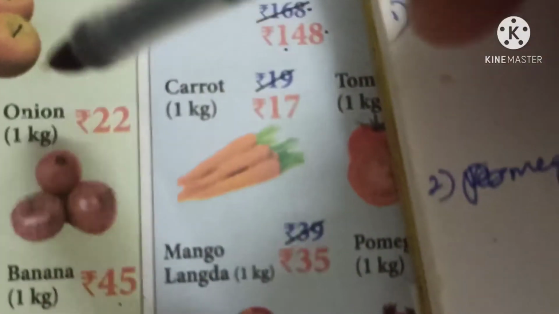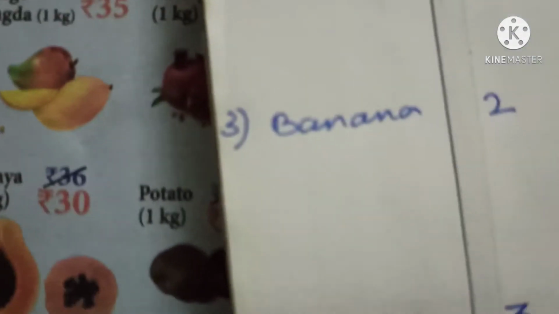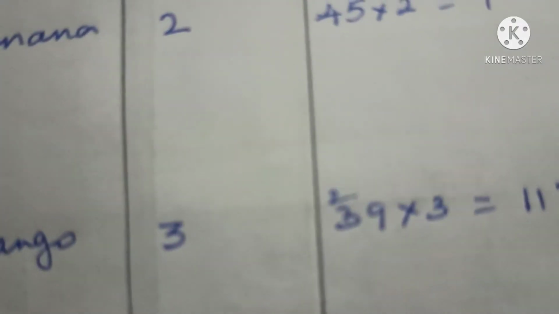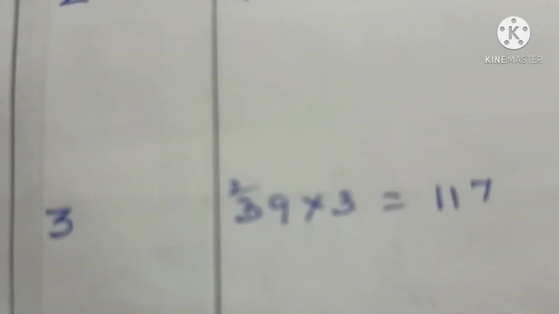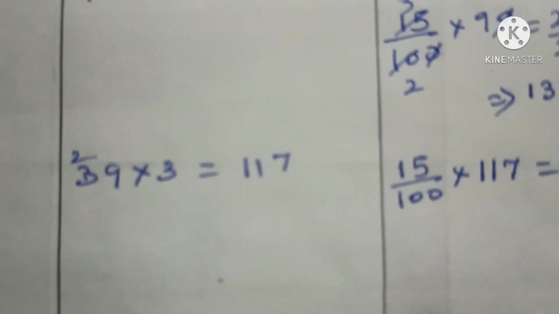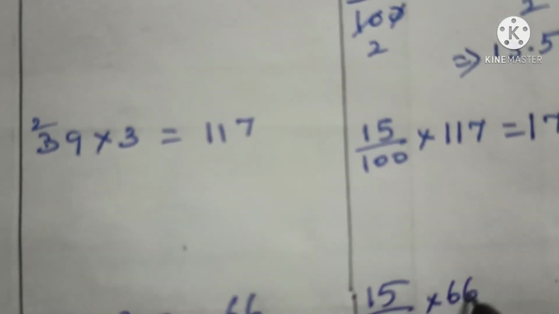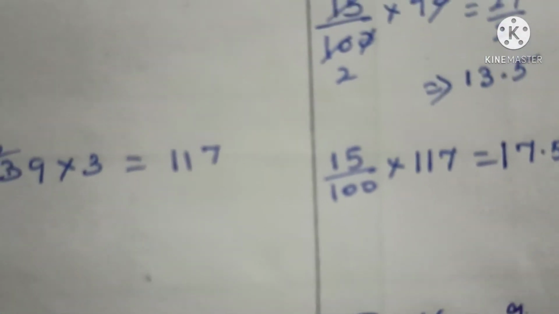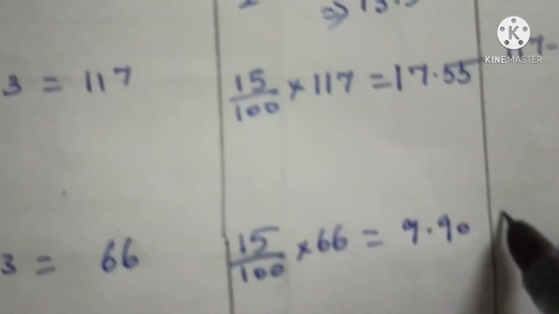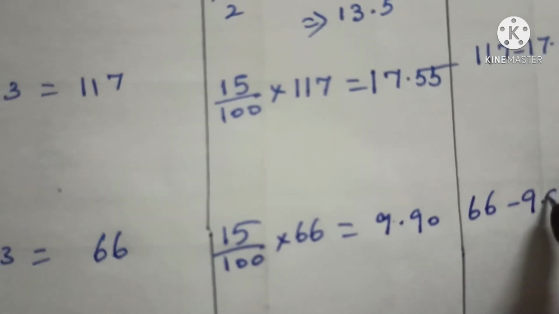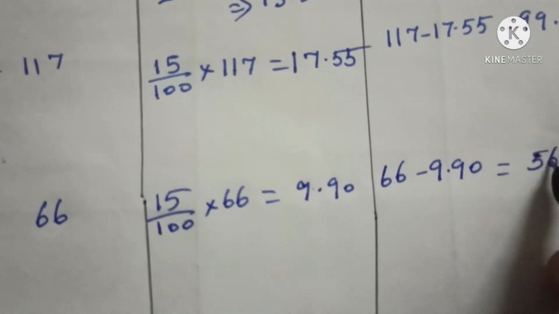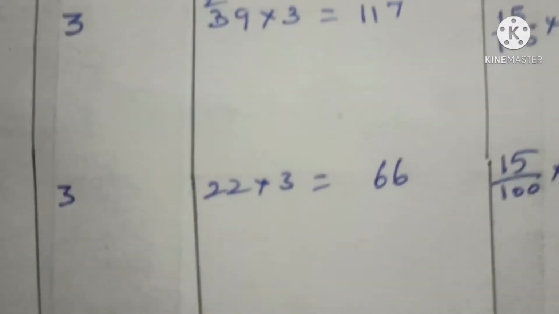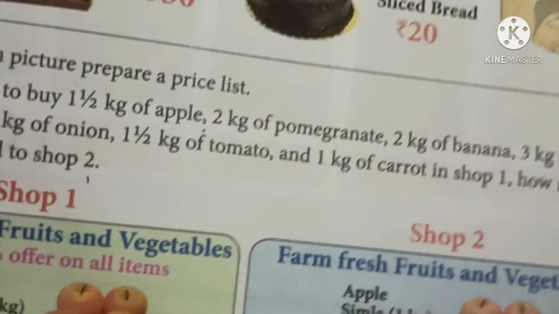Here 1 kg of onion is equal to 22. We need 3 kg. Therefore 22 into 3, which is equal to 66. Therefore discount price is equal to 15 by 100 into 66 equal to 9.90. Therefore 66 minus 9.90 is equal to 56.10. And next requirement is tomato.